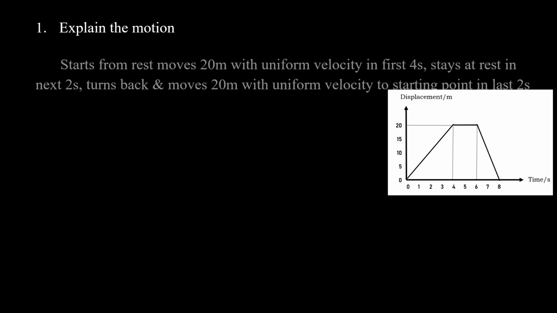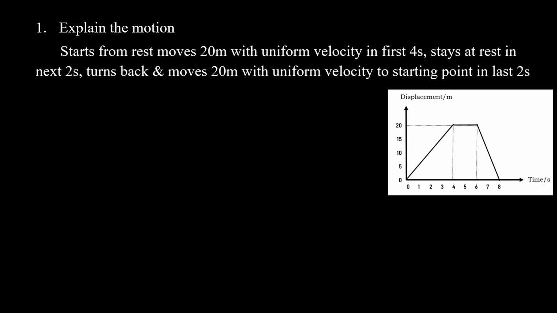Next they ask, explain the motion. Well, the object starts from rest. Why? Because the gradient at start is 0. Moves 20 meters with a uniform velocity. Why? Because the gradient is constant in first 4 seconds. Don't forget to state the time in each incident. Stays at rest in next 2 seconds. Why? Again because the gradient becomes 0. Turns back and moves 20 meters with a uniform velocity to starting point in last 2 seconds.